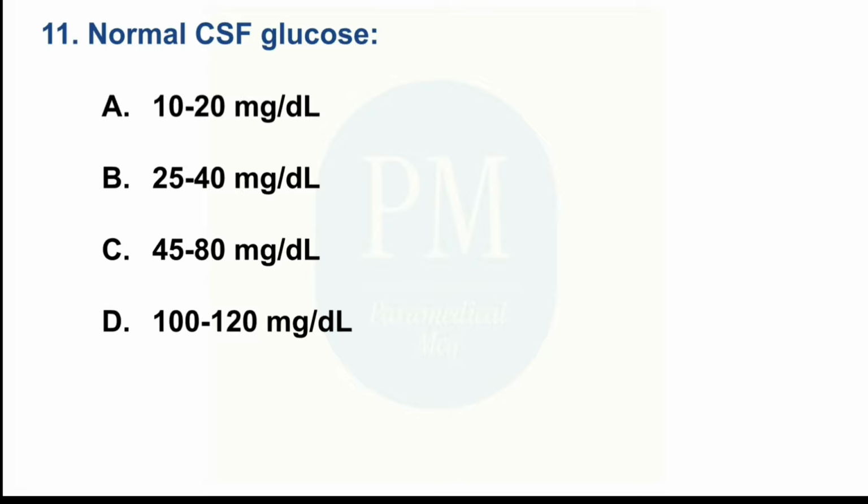Normal CSF glucose. Option A. 10 to 20 mg per dl. Option B. 25 to 40 mg per dl. Option C. 45 to 80 mg per dl. Option D. 100 to 120 mg per dl. The correct option is option C. 45 to 80 mg per dl.